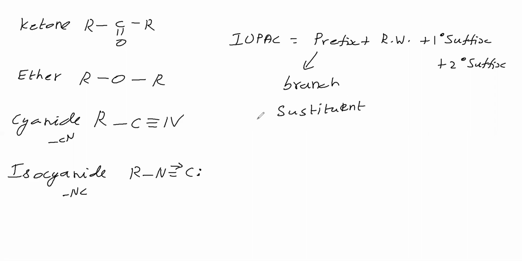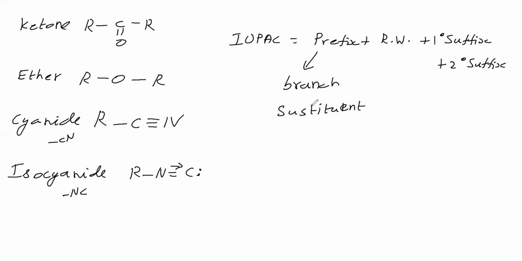Substituent. Now, what is a branch? A branch is a carbon that is linked to a parent chain carbon. This carbon is not counted in the parent chain. So a branch is also called a substituent.